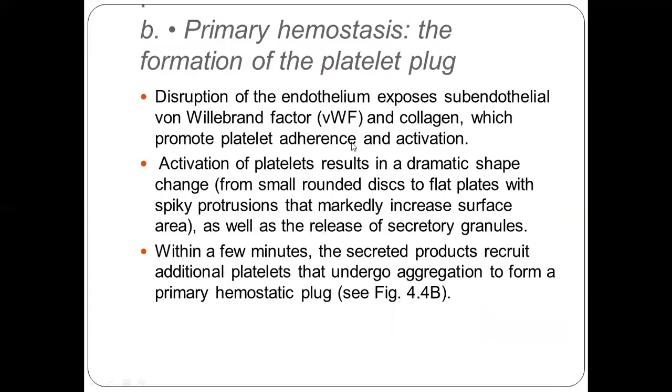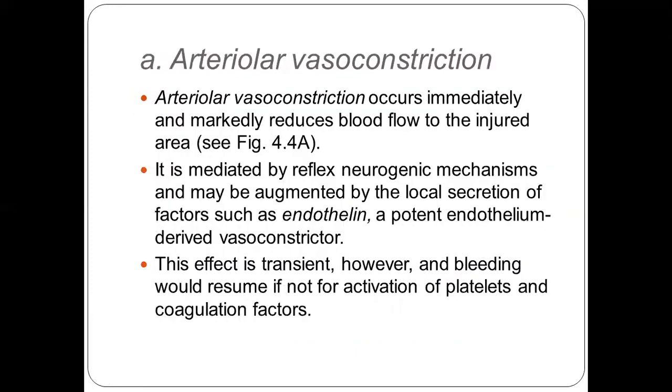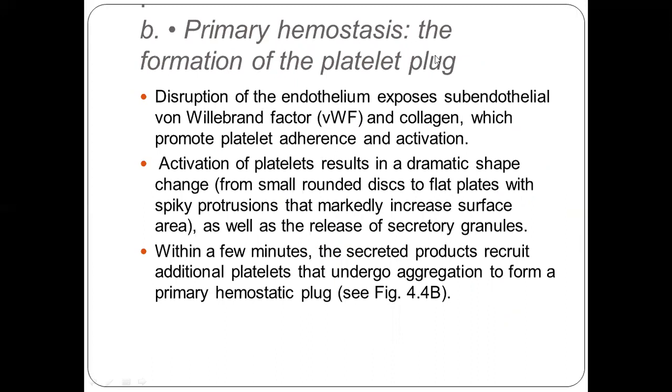Here, primary hemostasis, the formation of the platelet plug. This is second. After arteriolar transient vasoconstriction, now there will be primary hemostasis, the formation of the platelet plug. So, what is primary hemostasis? It is the process in which there will be formation of the platelet plug. Disruption of the endothelium exposes the subendothelial von Willebrand factor, vWF, and collagen, which promote platelet adherence and activation. Activation of platelets results in a dramatic shape change from a small rounded disc to a flat plate with spiky protrusions that markedly increases surface area, as well as the release of secretory granules.